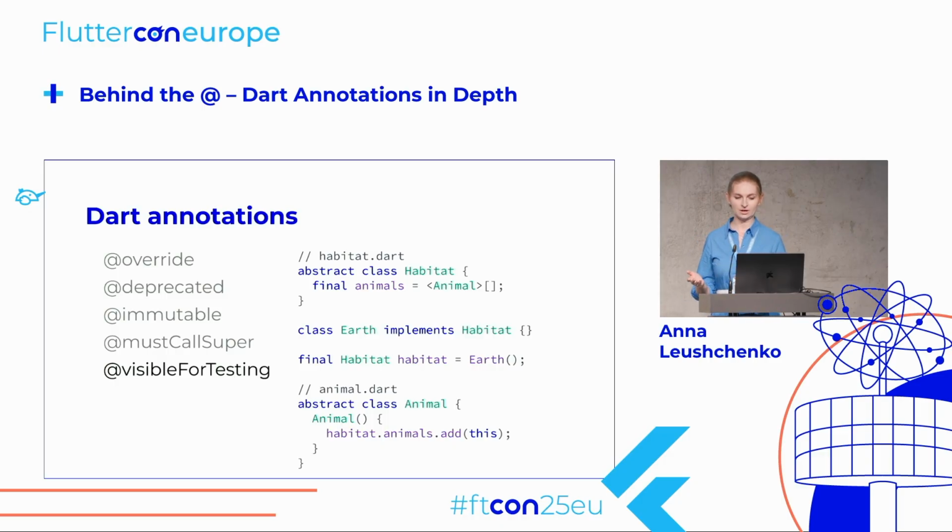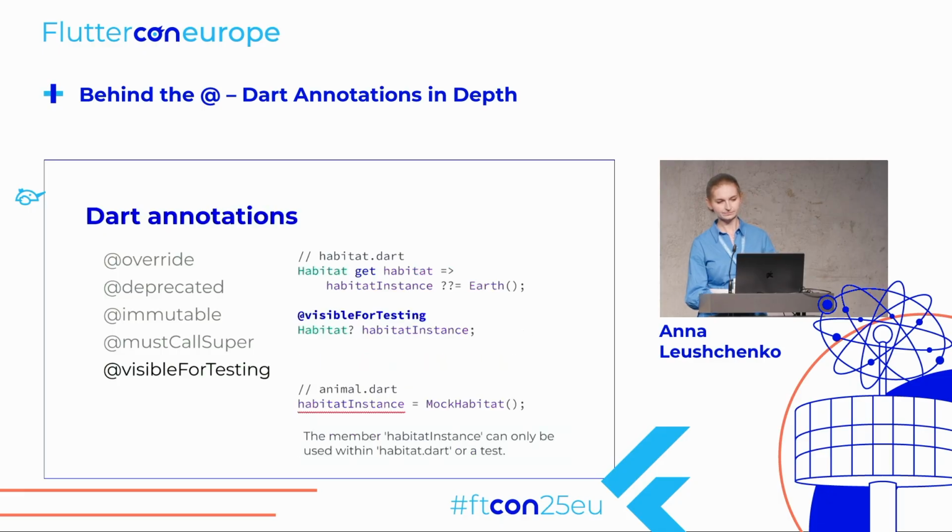This code as it is now is hard to test. We all know that Earth is a somewhat unpredictable environment, and in tests we'd like to replace it with something that we can control. In real-world projects, a good example of such an environment would be a file system. But if we made this global variable non-final, it would open the floor for potential bugs.